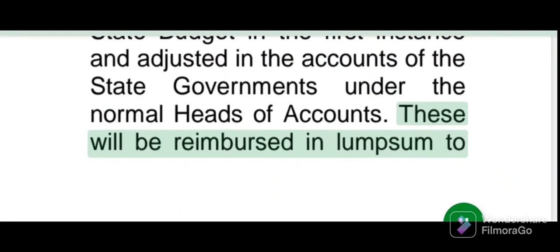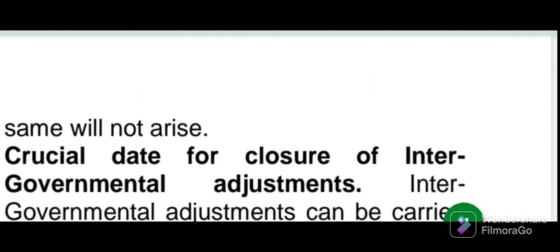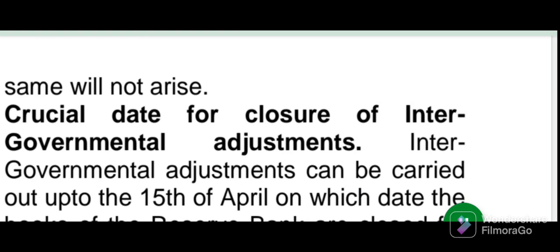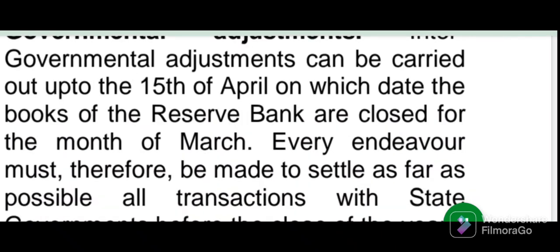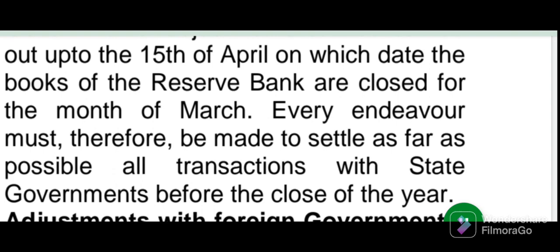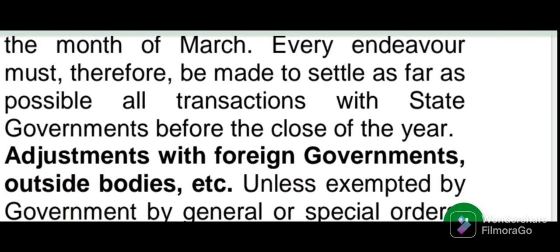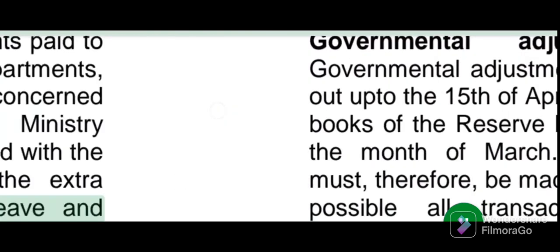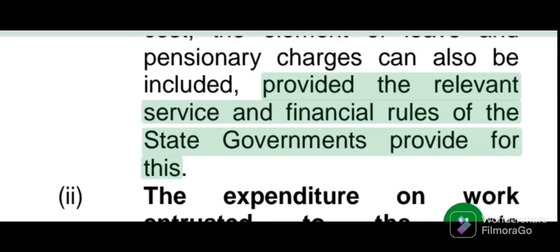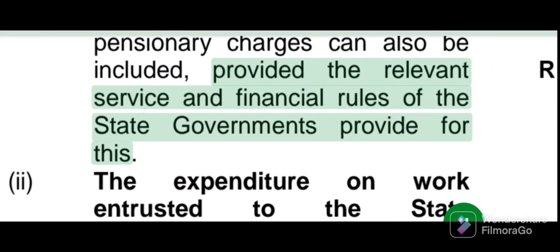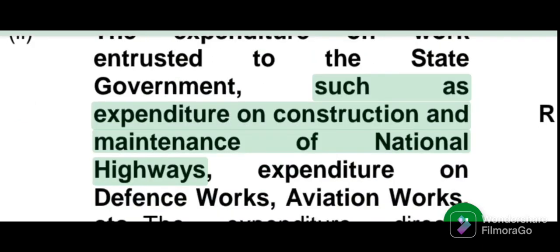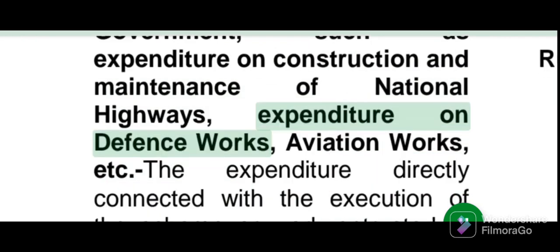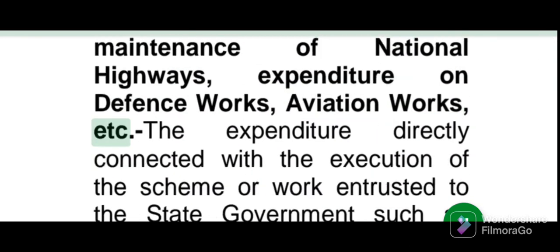These will be reimbursed in lump sum to the state governments, necessary provision being made under a distinct subhead, amounts paid to other governments, departments, etc. under the concerned demand of the ministry administratively concerned with the subject. In computing the extra cost, the element of leave and pensionary charges can also be included, provided the relevant service and financial rules of the state governments provide for this. The expenditure on work entrusted to the state government, such as expenditure on construction and maintenance of national highways, expenditure on defense works, aviation works, etc.